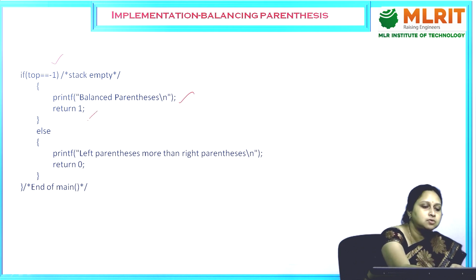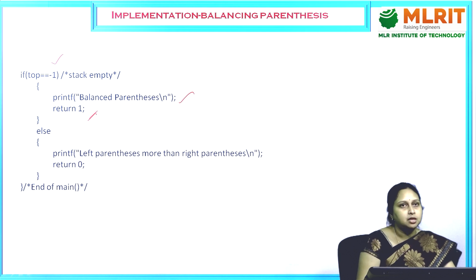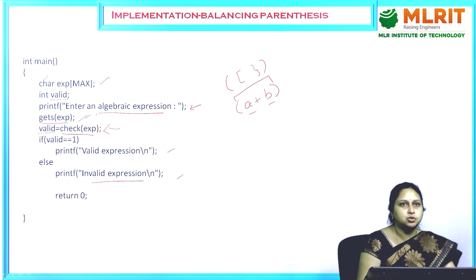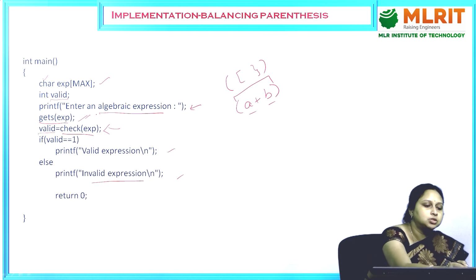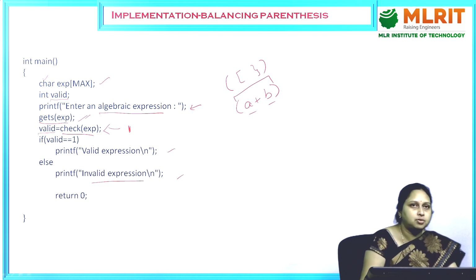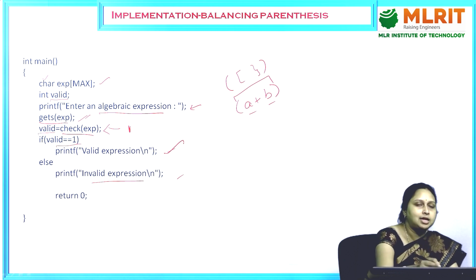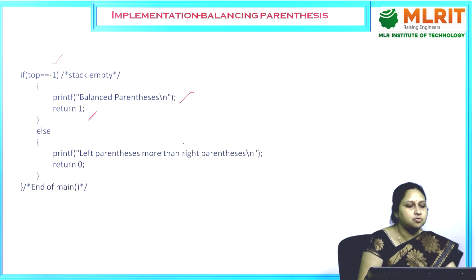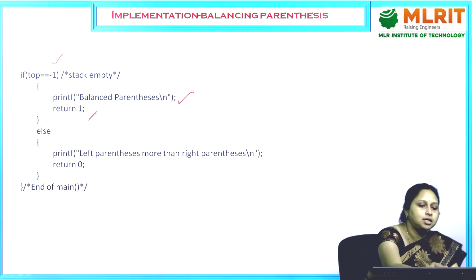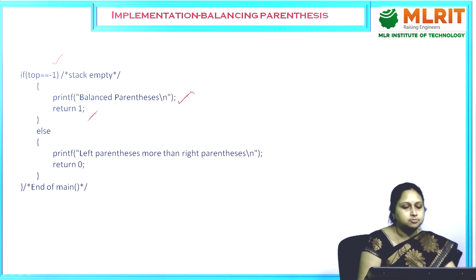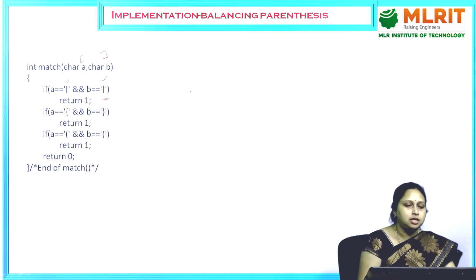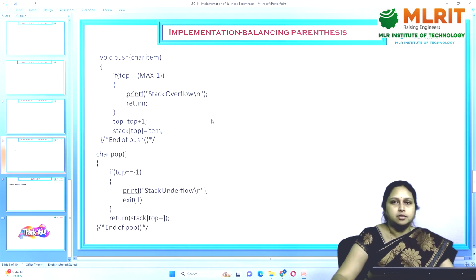Now this function will return 1 back to the main function. That means, observe here, from the check function it is going to return the value 1 to valid. So valid equal to 1 means it is a valid expression. At the same time, from the check function, we are printing that it is balanced also. Right? Like this way, this implementation of balanced parenthesis is going to work. Yes, we have seen how we are going to implement this.